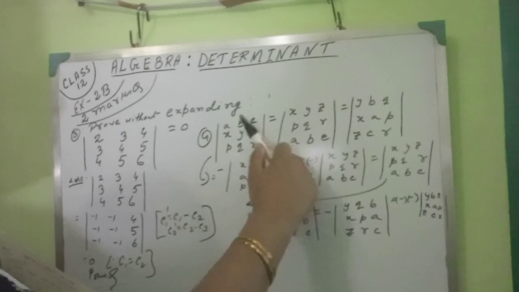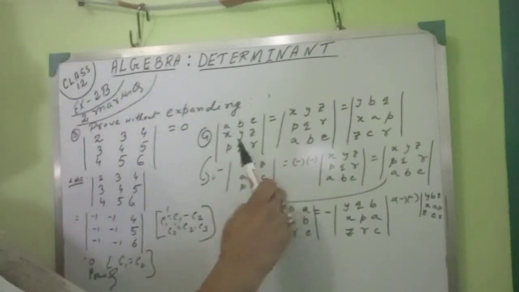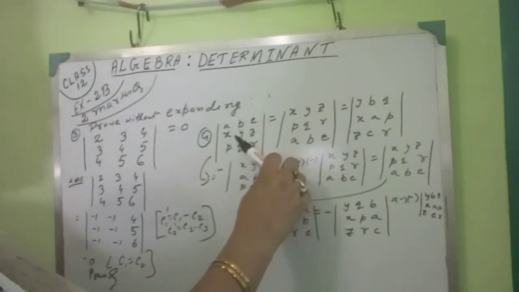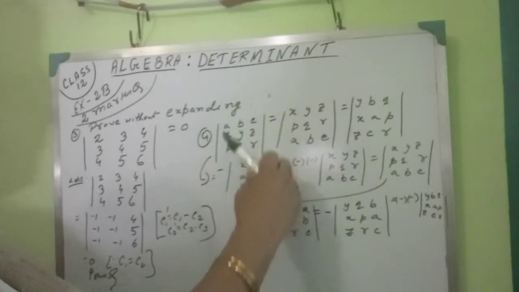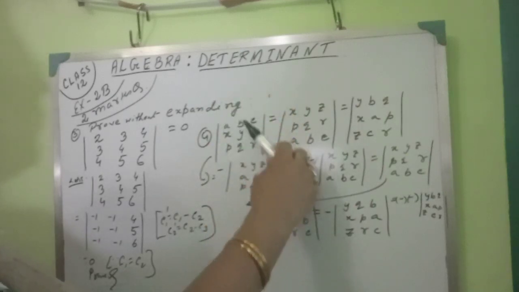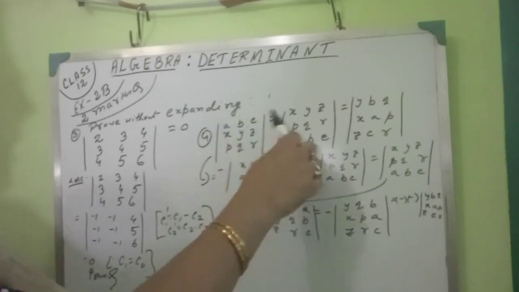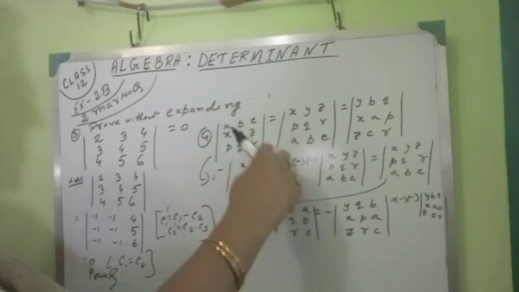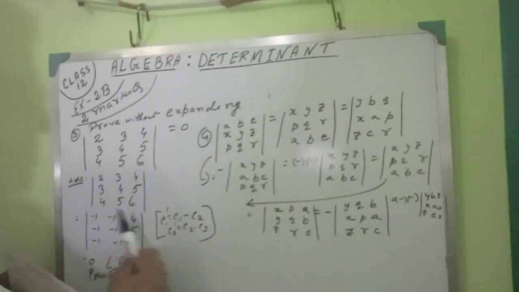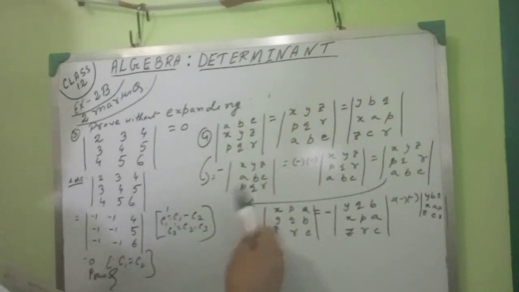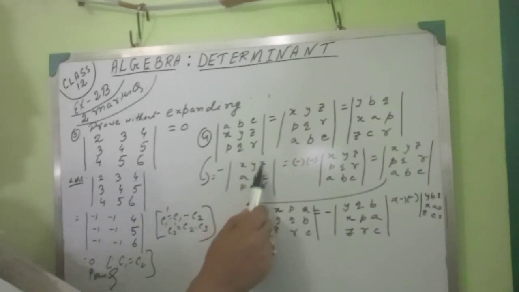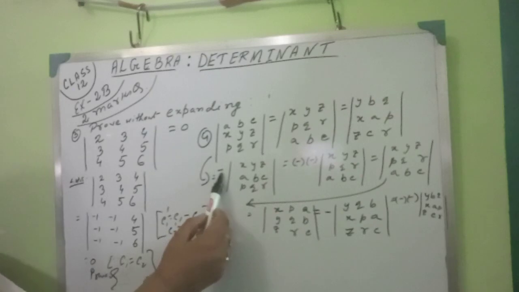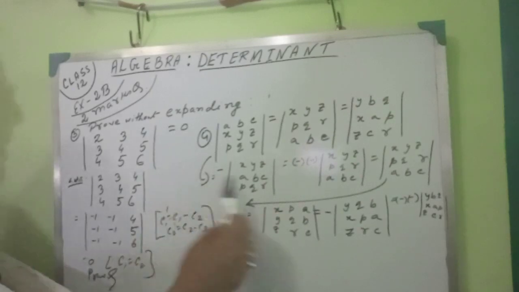We have to change the rows. That means second row will be the first one and the first row will be the second one. That means only interchanging of rows. First row will come to second position and second row will come to the first position, and the third row will remain the same. So it is coming P, Q, R. When these two rows changed, one sign will be changed according to the property.